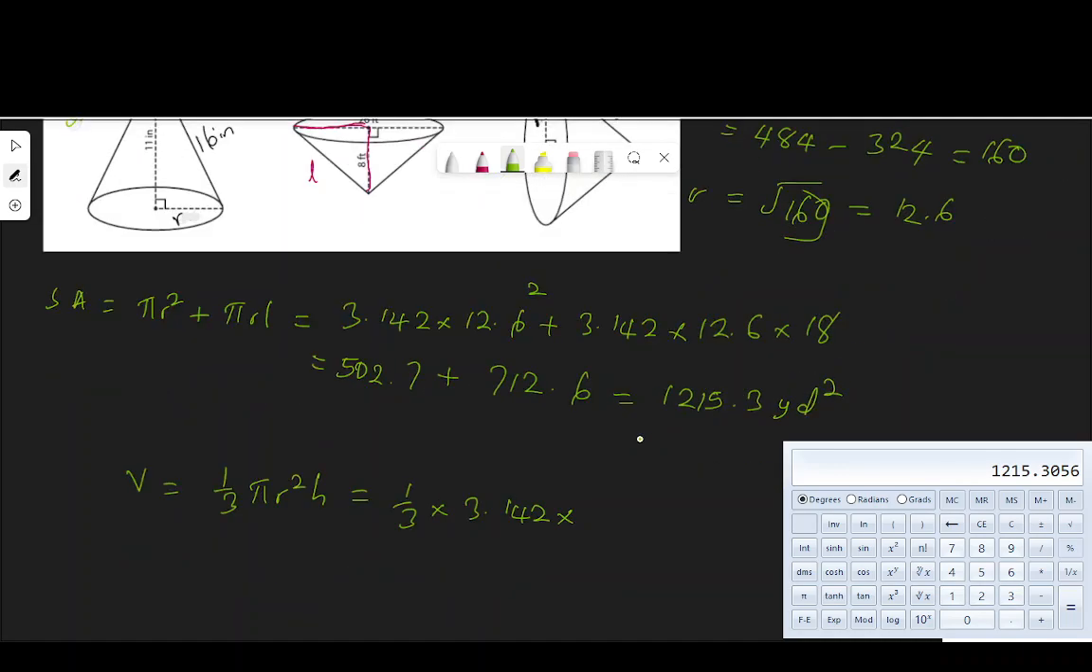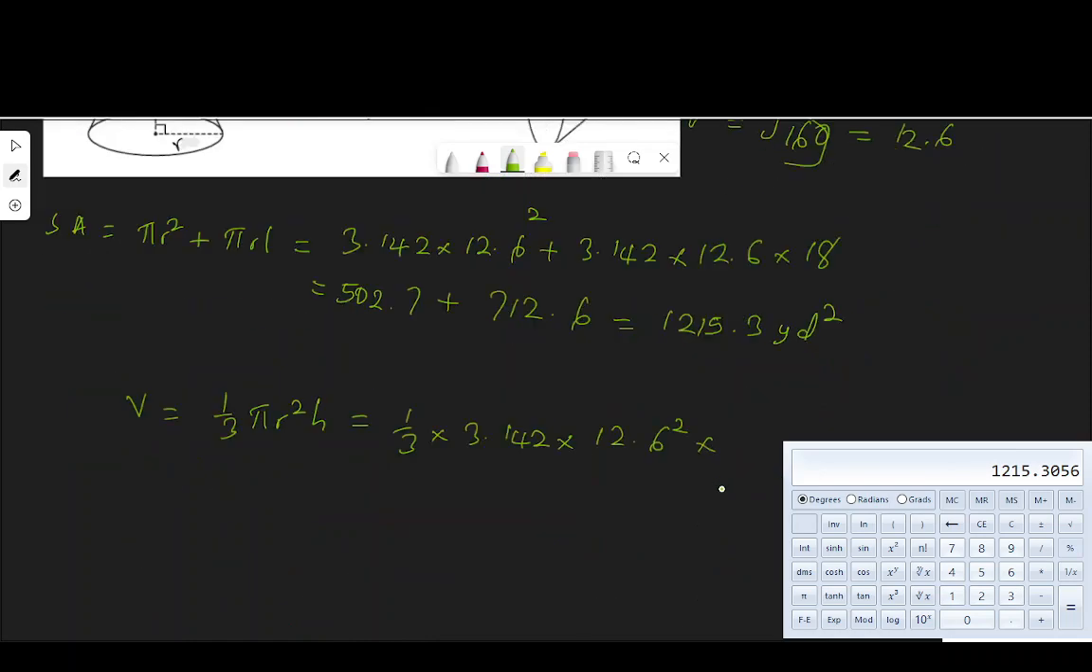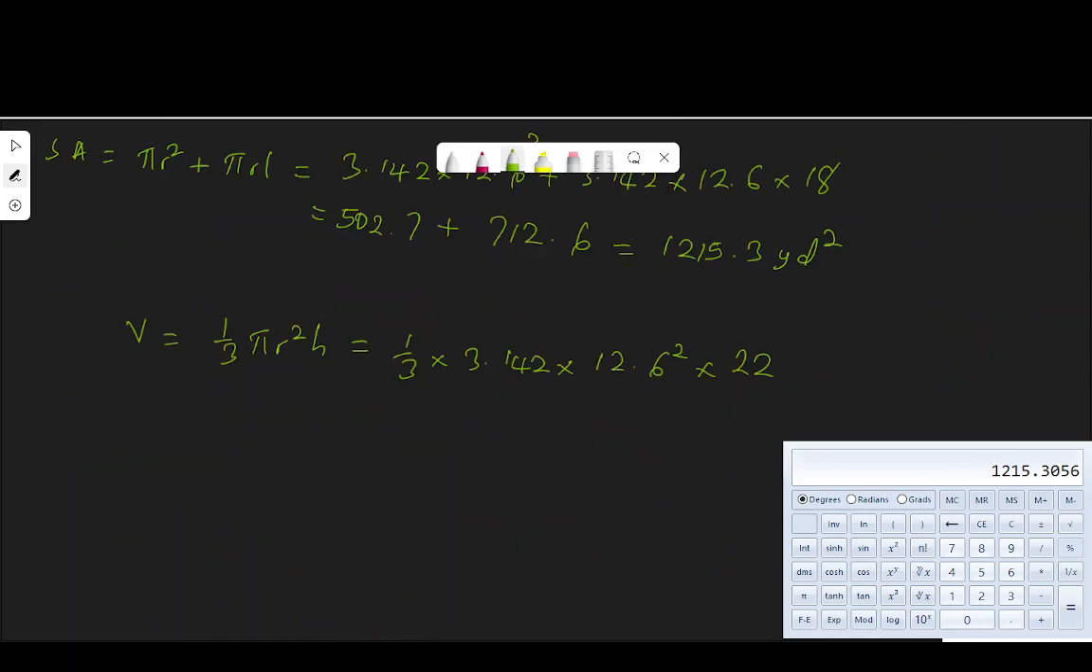The volume V is 1/3 pi r squared h, which is 1/3 times 3.142 times the radius we calculated to be 12.6. So 12.6 squared, which is 160, times the height, which is 22, times 3.142 is equal to 11059.8, and divided by 3 gives 3686.6 yards cubed as the volume of this cone.